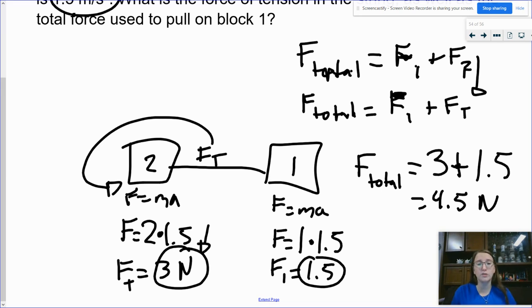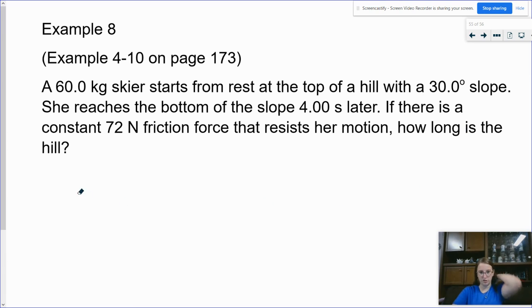So again, 4.5 newtons is acting on block 1 because we're pulling from there. But when we're trying to find the total force, we actually look at these as separate objects. How much force if I was just pulling block 2? How much force would I need? If I was just pulling block 1, how much force do I need? Add those together, and that's what you actually have to apply to block 1 in order to get both of them moving. Okay, we have one last question we're going to do.